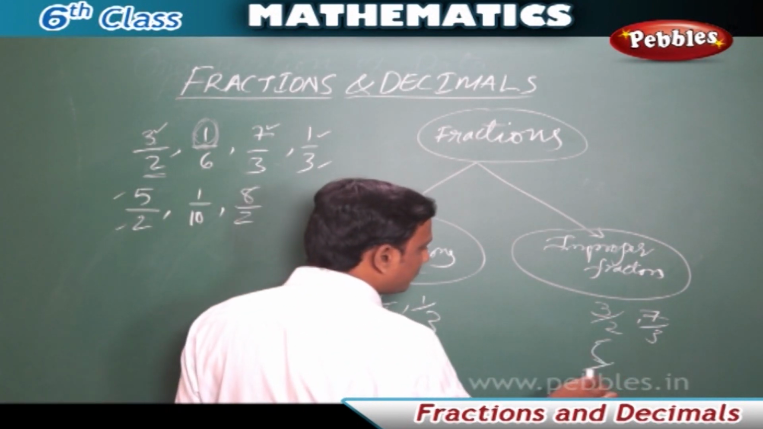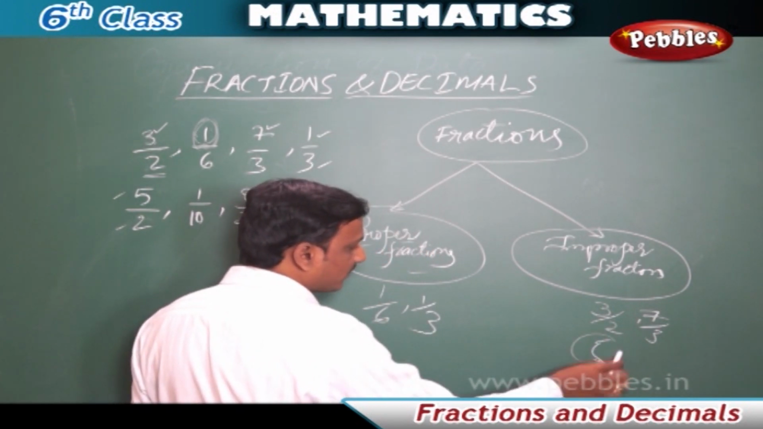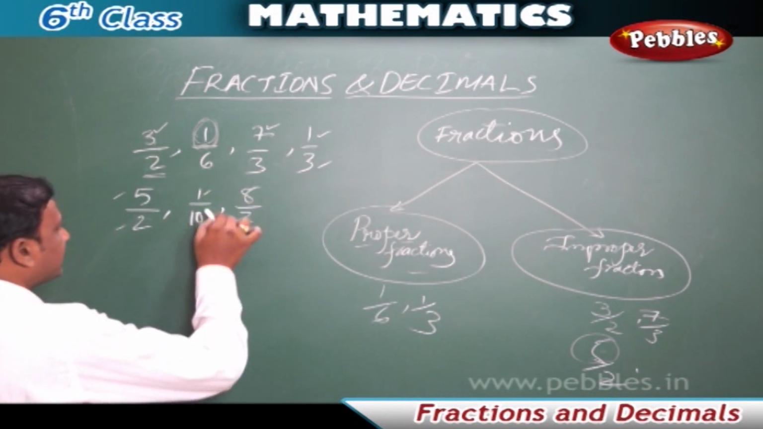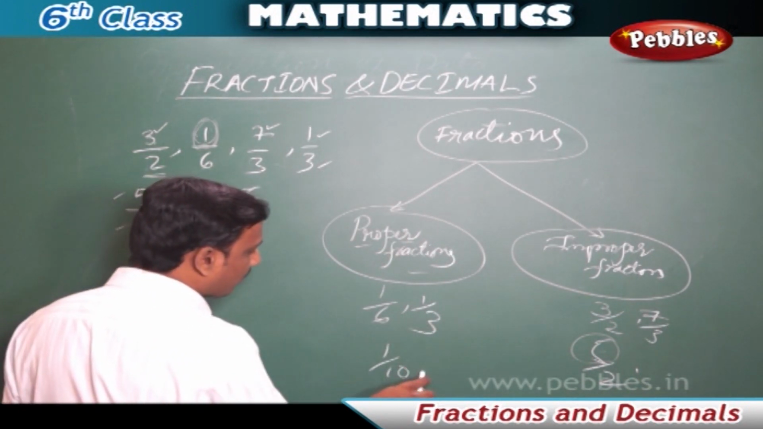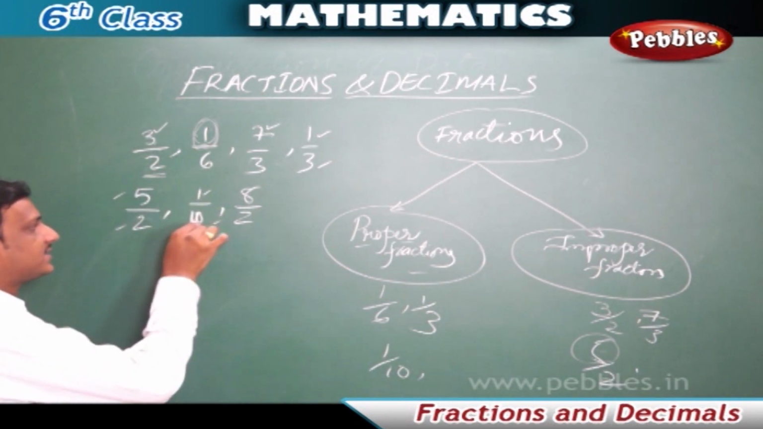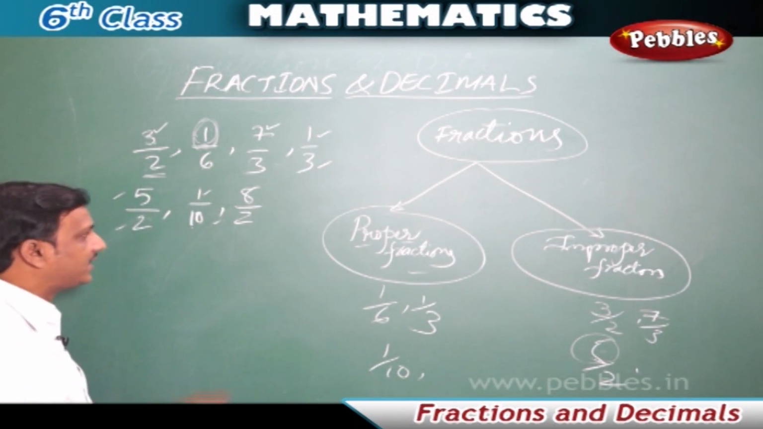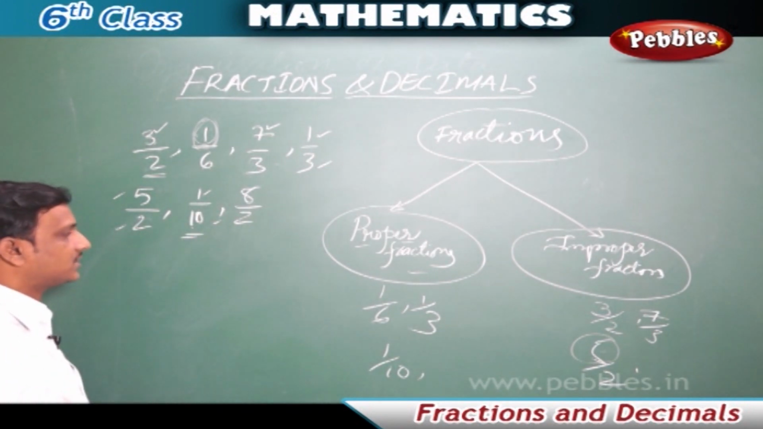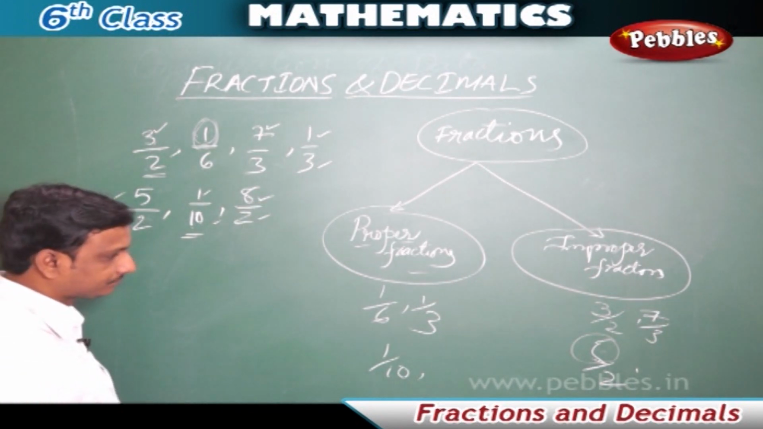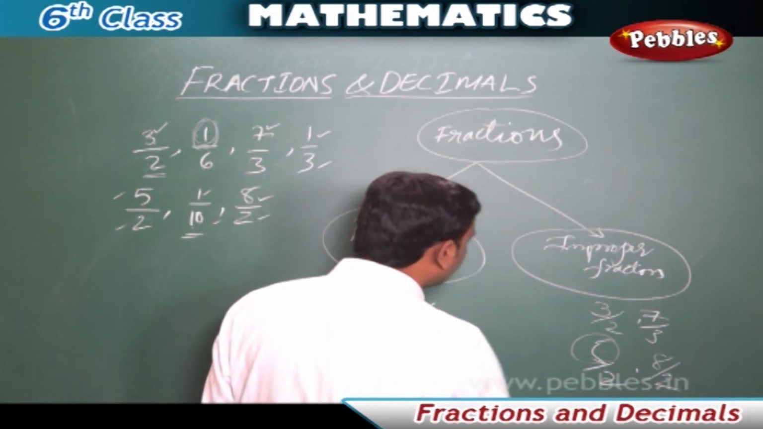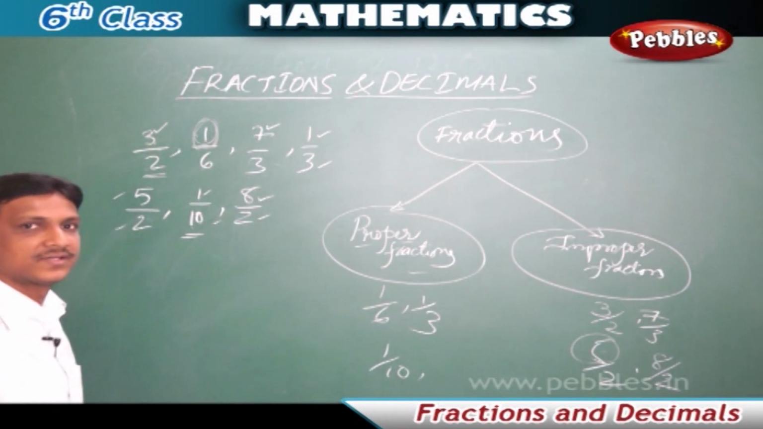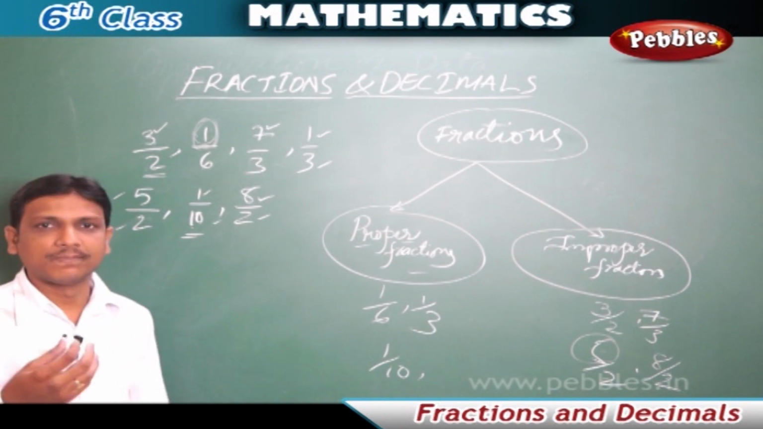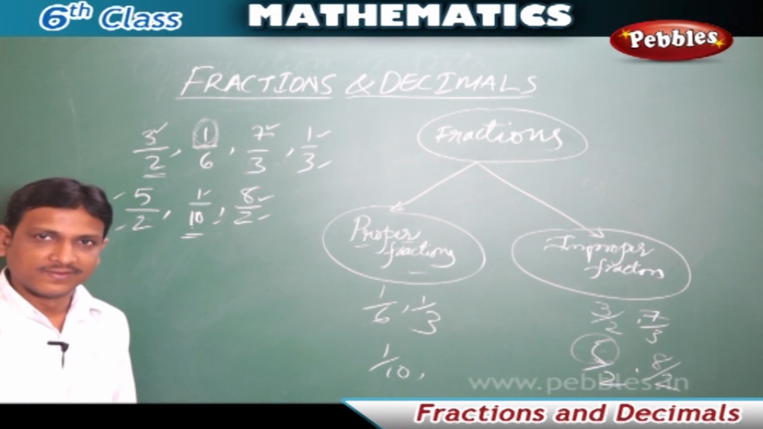5/2. 5/2 is improper. Why is it an improper fraction? Because the numerator value is bigger compared to the denominator. So 1/10. 1/10 is a proper fraction because it is less than 1. 1/10 is a part of 1, and the numerator has a smaller value than the denominator. So the next one, 8/2. It is an improper fraction because the numerator is bigger than the denominator. So now we understood what is a proper fraction and what is an improper fraction.